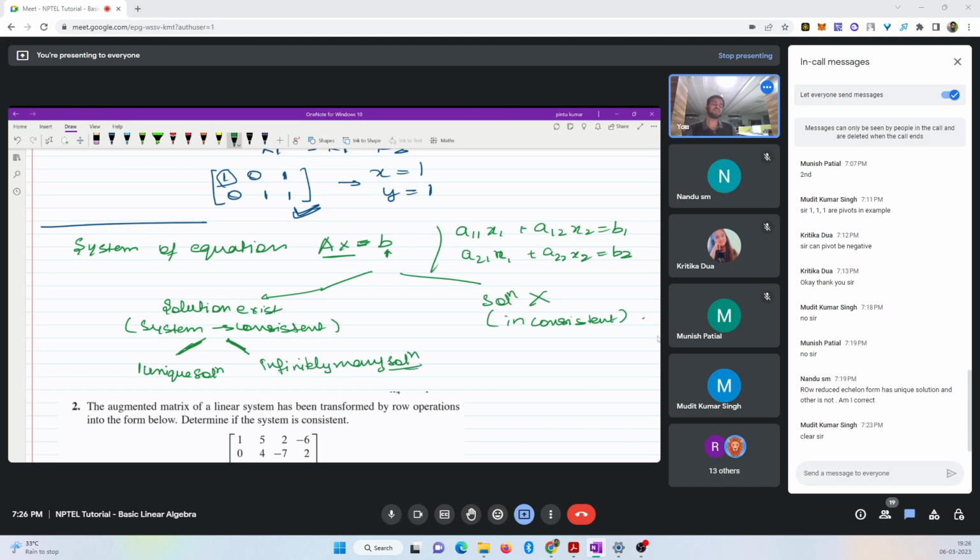So in linear algebra, when you solve a system of linear equations, it won't be like there would be two solutions or three solutions. Either it would be a unique solution or there would be infinitely many solutions. Okay.